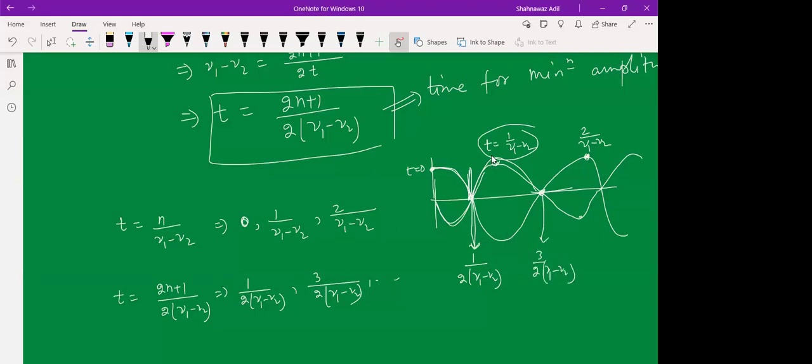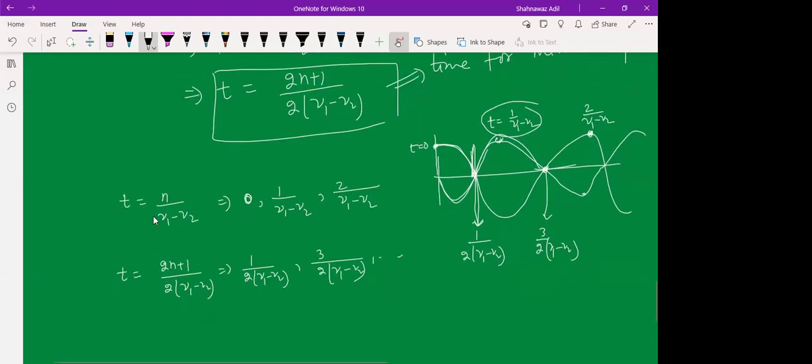Please note it down, right? So whenever they ask you what would be the time for the maxima, so this is the time for the maxima, this is the first maxima, second, third, then this is the first minima, second minima, and so on. Quickly note it down, and then we will talk about the standing waves.